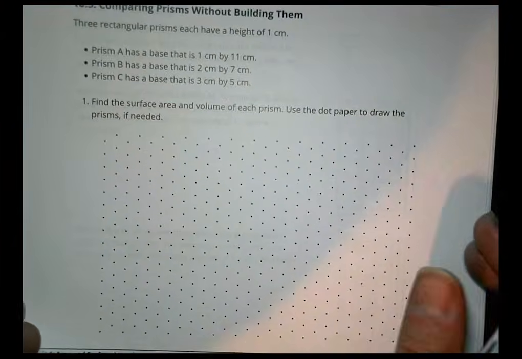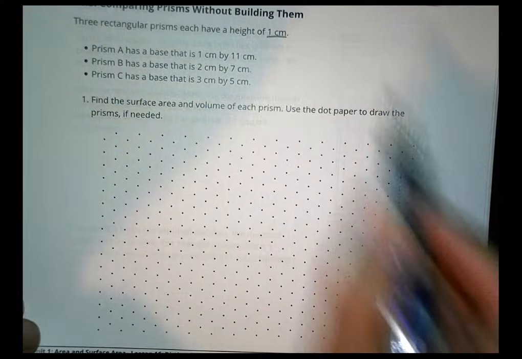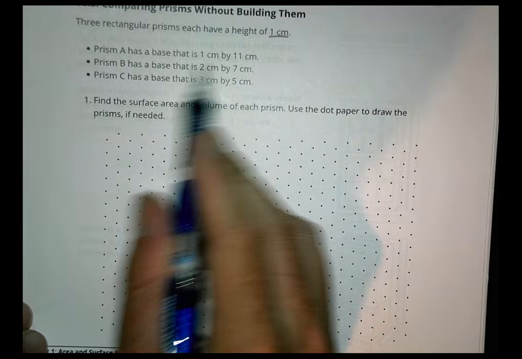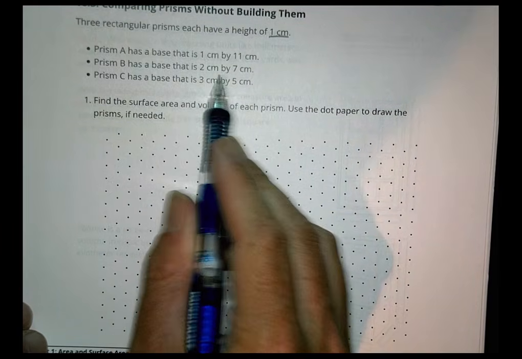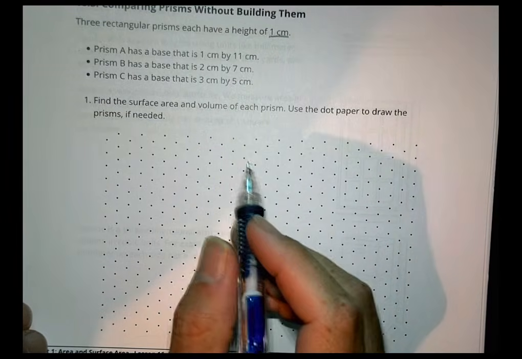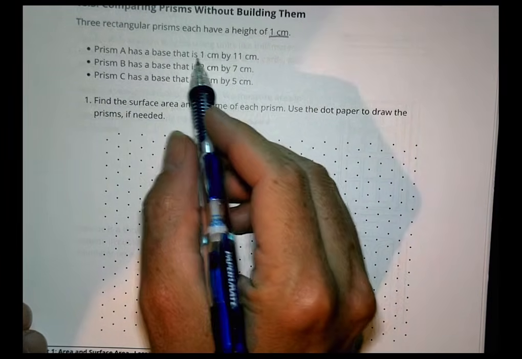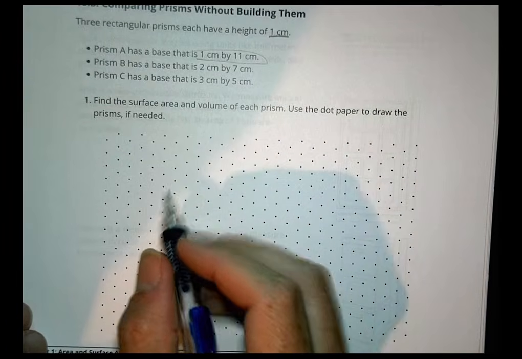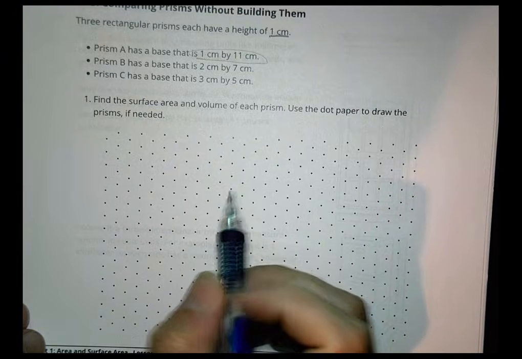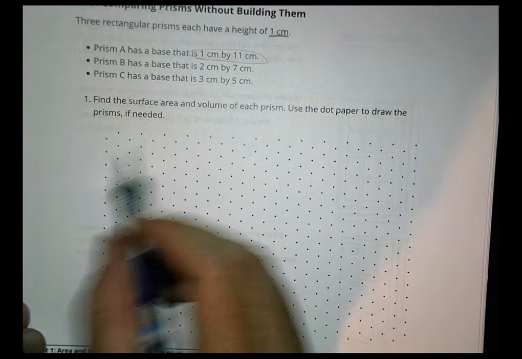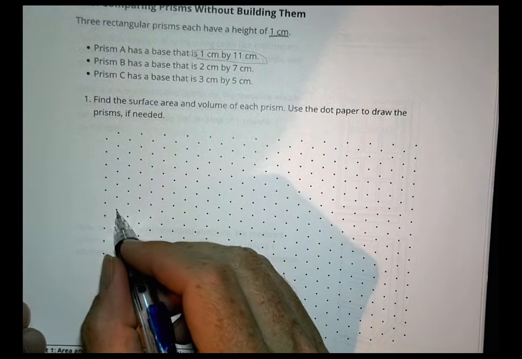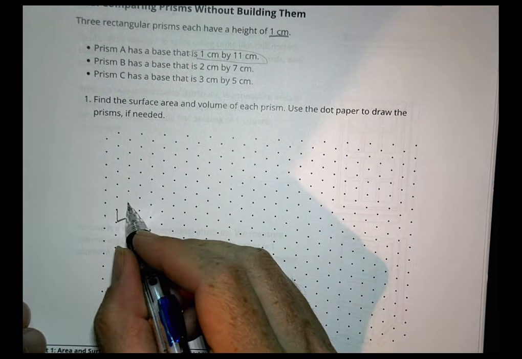3 rectangular prisms each have a height of 1 centimeter. Prism A has a base that is 1 centimeter by 11. Prism B has a base that is 2 centimeters by 7. And C is 3 by 5. Let's take a look at A first, which is a 1 by 11. The tricky part with drawing this on dot paper is that 11 is pretty long, so you don't want to start too high or you run out of space. I'll start right about here with our 1 by 11.